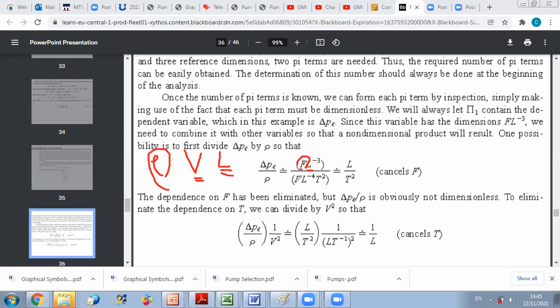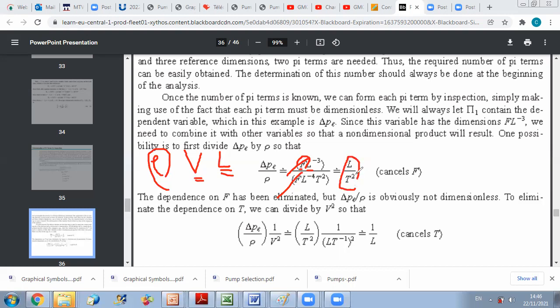Since the unit of rho is F, the dimension of rho is F L^-4 T^2. So I divide just by rho and F will be eliminated then. And the result will have as unit L over T square. Now, next step, L over T square, I will eliminate time, then eliminate L.